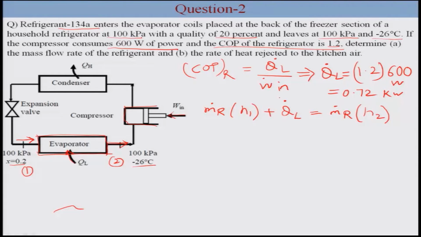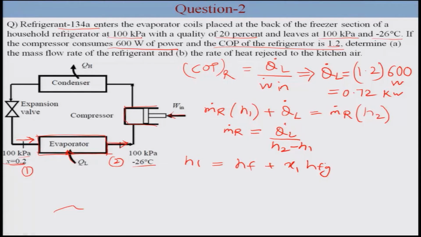So this gives the mass flow rate of the refrigerant as QL dot divided by H2 minus H1. Now we need to know H2 and H1. So for H1, P1 is 100 kilopascal and X is 0.2. It is a mixture of liquid and vapor. So H1 will be HF plus X1 HFG at the conditions of 1.